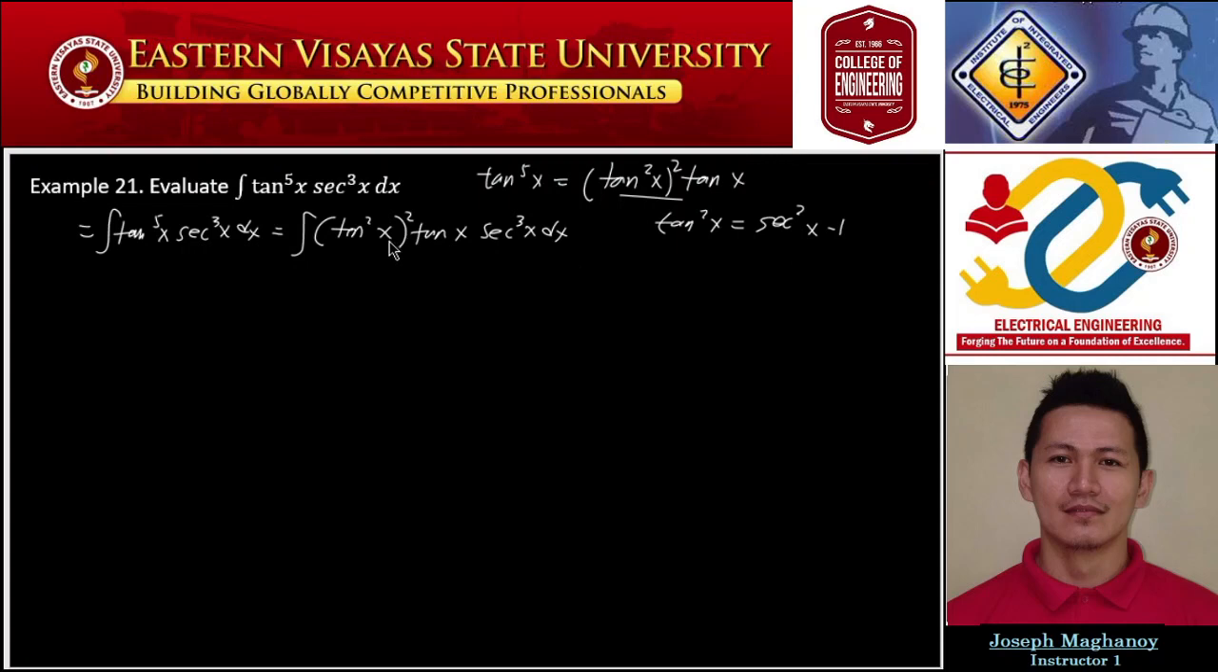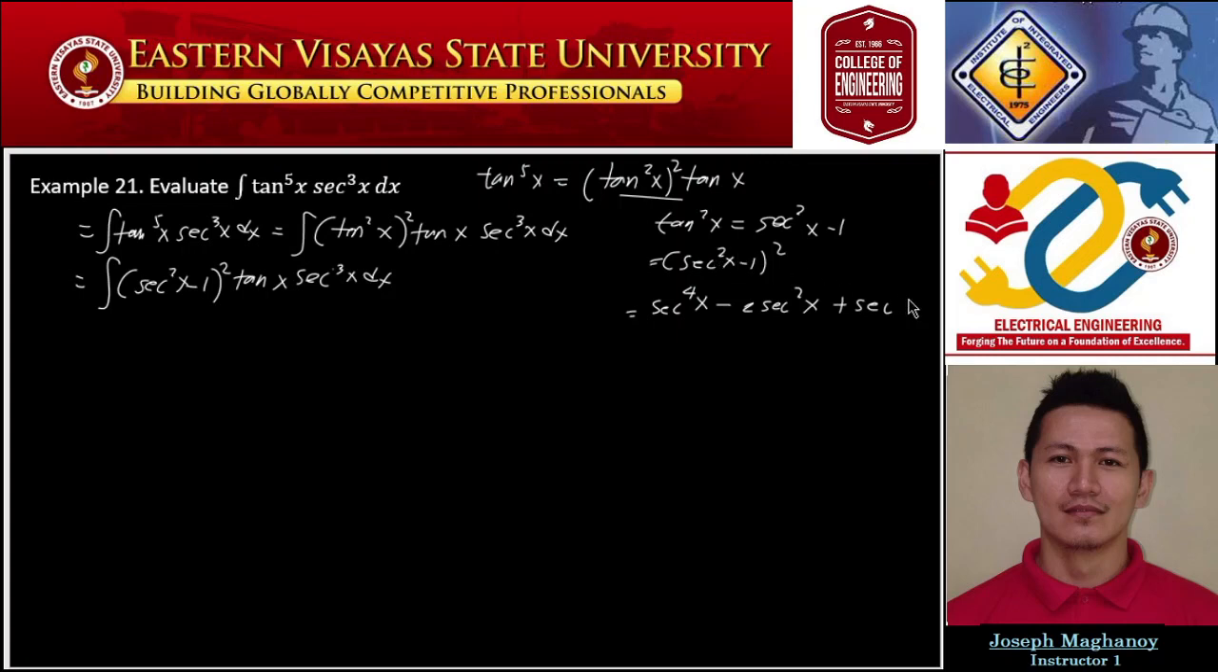Okay, so we use this identity. We replace tangent squared x. So moving on, that's integral of quantity secant squared x minus 1, squared. Since it's squared, then copy the remaining function, tangent x secant cube x dx. So now we expand, since it is squared. Secant squared x minus 1 squared. If we expand this one, that is secant to the fourth x minus 2 secant squared x, and plus 1.